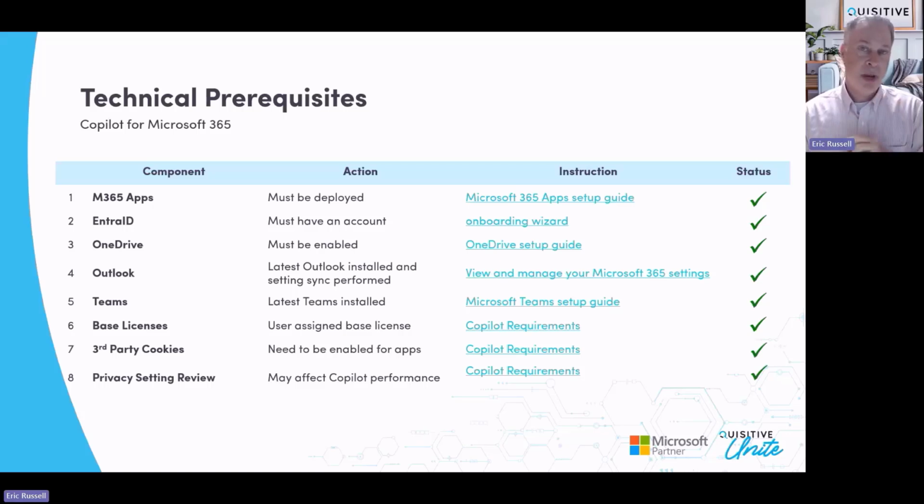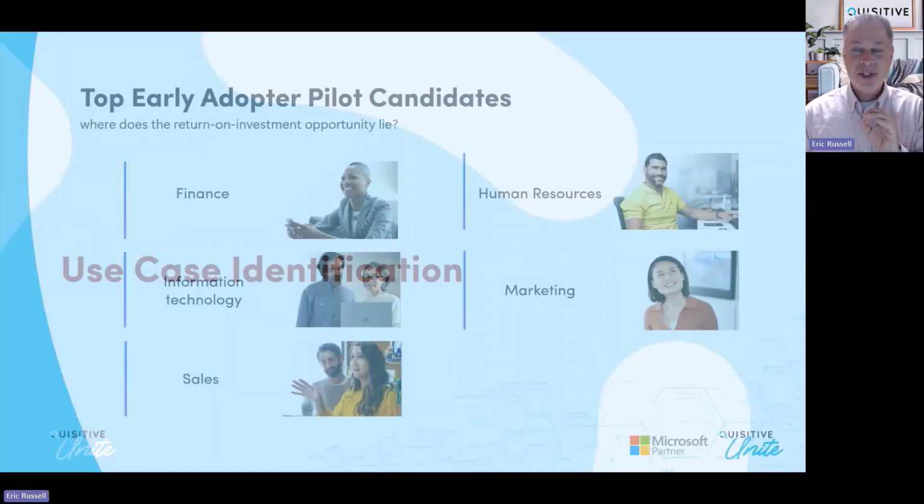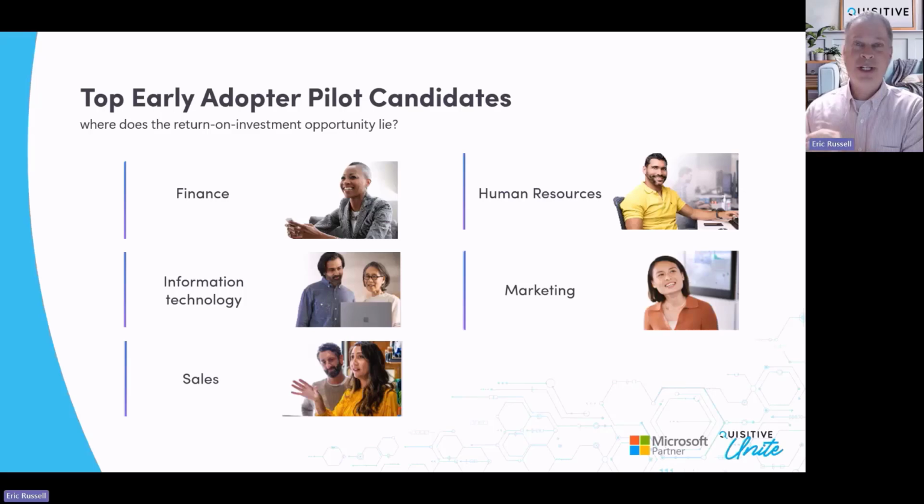The second thing that we recommend in preparing for an early adopter pilot is what I'll refer to as use case identification. And use case identification, to simplify it, is simply identifying what is Microsoft Copilot good at out of the box? What are the use cases that it can do like that? And in order to answer that question, we have to first identify who are good candidates for an early adopter pilot. If you are looking for a place to start, these are the departments that we would suggest you start with and begin inviting into an early adopter pilot, right?